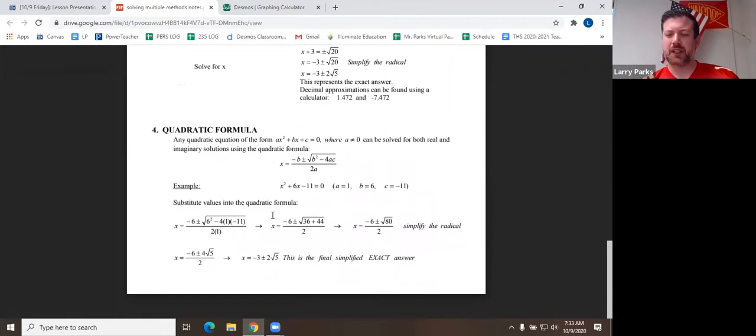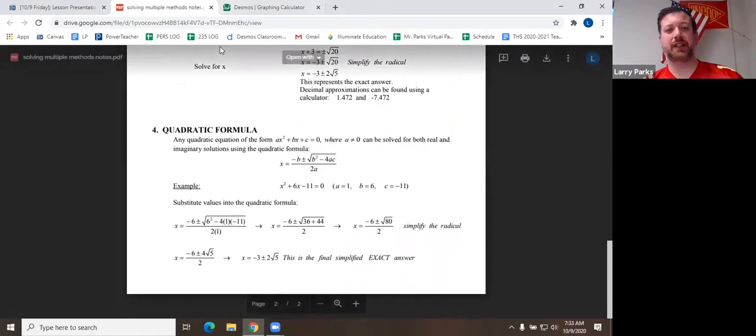And then, of course, the quadratic formula. The quadratic formula always works for a quadratic. I think it's a good method to use. So let's go ahead and get started. And in your homework, you're going to be given one problem. You're going to be asked to solve it multiple times.